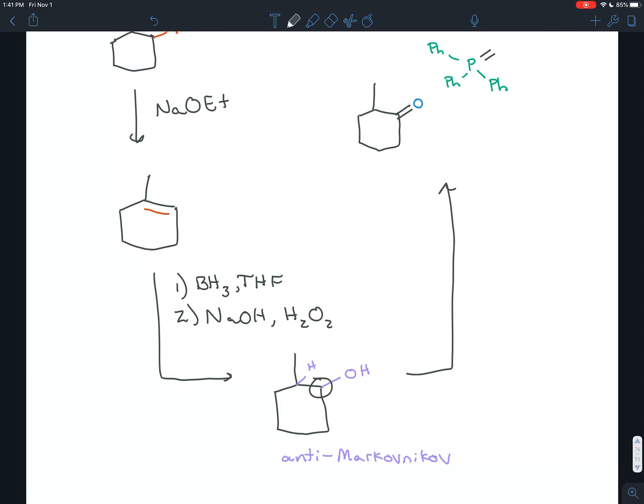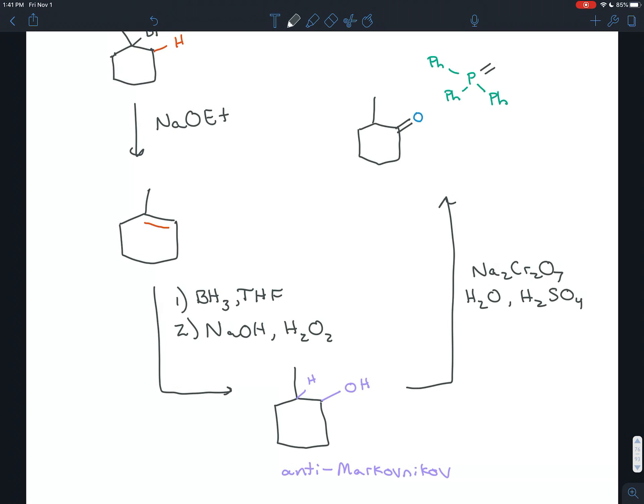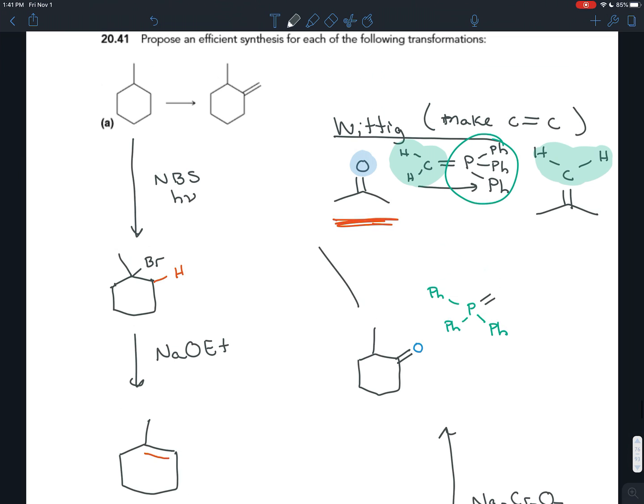Because this is a secondary carbon, because this OH is bonded to a carbon that's bonded to two other carbons, we can use a strong oxidizing agent like sodium dichromate, Na2Cr2O7, with an acid-water wash, so water and sulfuric acid. We discussed that same reaction in the same video where we discussed hydroboration oxidation on synthesizing aldehydes and ketones. So sodium dichromate with water and sulfuric acid turns a secondary alcohol into a ketone. Once we have the ketone, we can do our Wittig reaction, and we get our product.